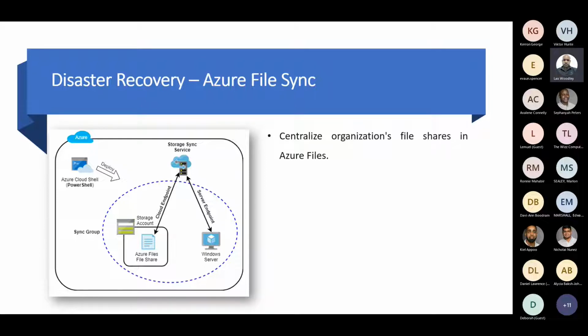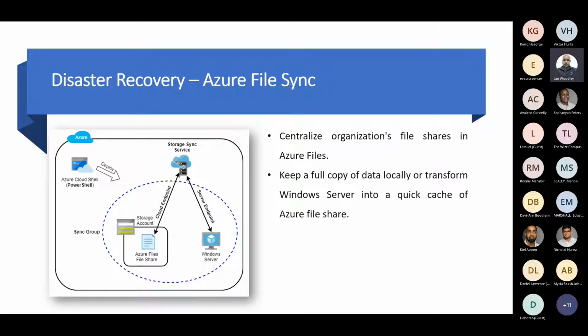So Azure File Sync would simply centralize the organization's file shares into the cloud, right, using this storage sync service. And this storage sync service now, it's part of a platform as a service offering. So basically, we don't manage the sync service, we just set it up. And we then tell it, do we want to keep a full copy of the data locally on a Windows server? And this would be the entirety of your file share.